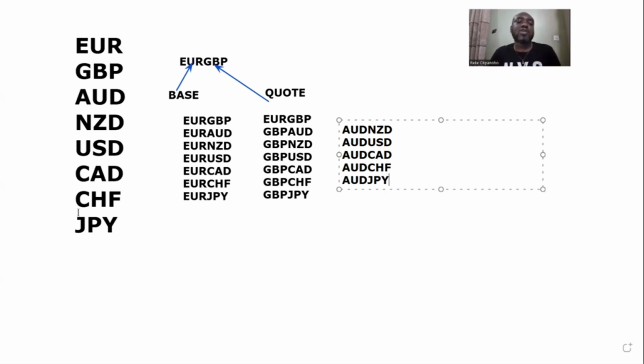Now, if you take note of this last one, JPY, JPY is a universal quote currency. Why? Because JPY can never be seen in front of any other currency. It's always behind. So it's a universal quote currency. The same way we have the Euro as a universal base currency, we also have the JPY as a universal quote currency.